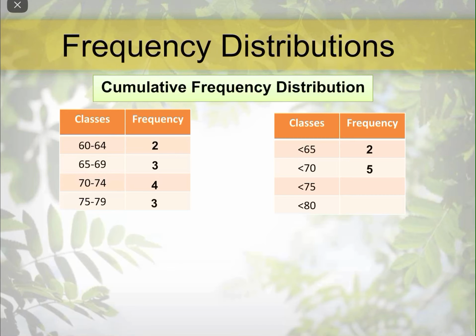To find all the data points smaller than 75, we would take 2 plus 3 plus 4, which would give us 9. And then finally, 2 plus 3 plus 4 plus 3 is 12, and that should be all of our data points are smaller than 80. There we go.